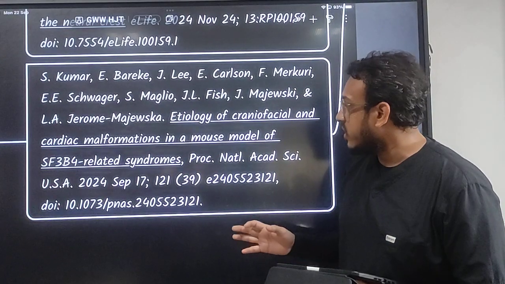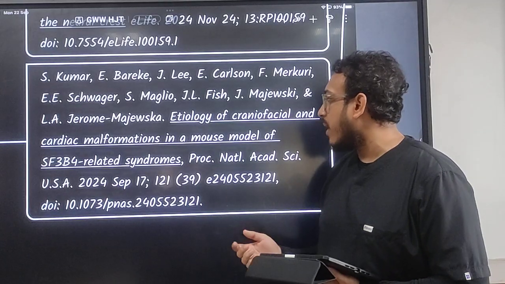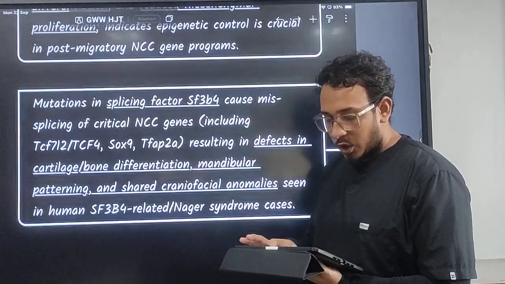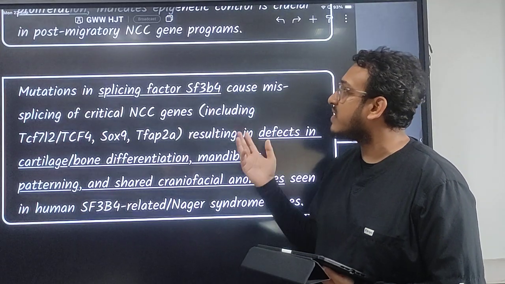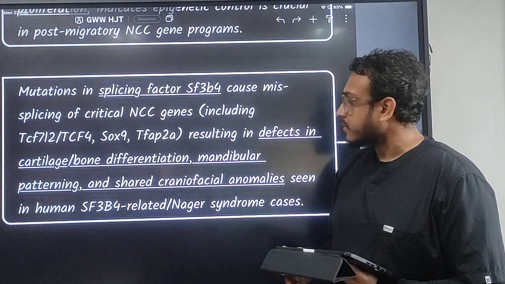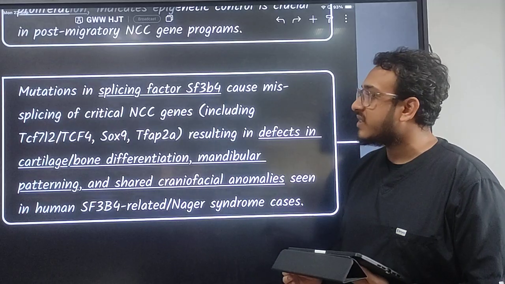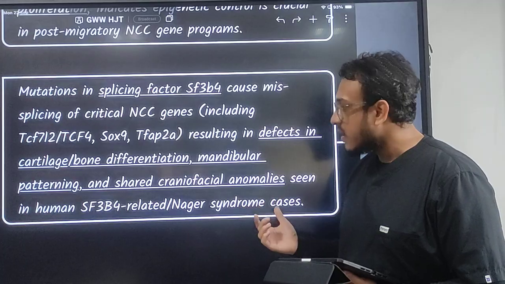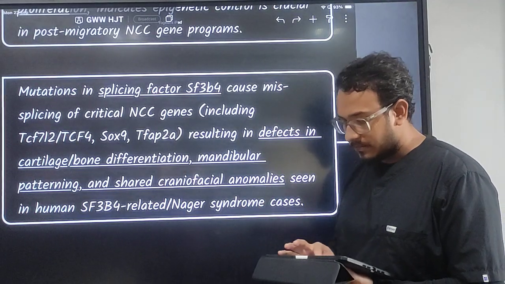Another study was titled "Etiology of craniofacial and cardiac malformations in the mouse model of SF3B4-related syndromes." The authors found that mutation in the splicing factor SF3B4 causes missplicing of critical cranial neural crest genes, and this resulted in defects in cartilage and bone differentiation, mandibular patterning, and shared craniofacial anomalies seen in human SF3B4-related Nager syndrome cases.